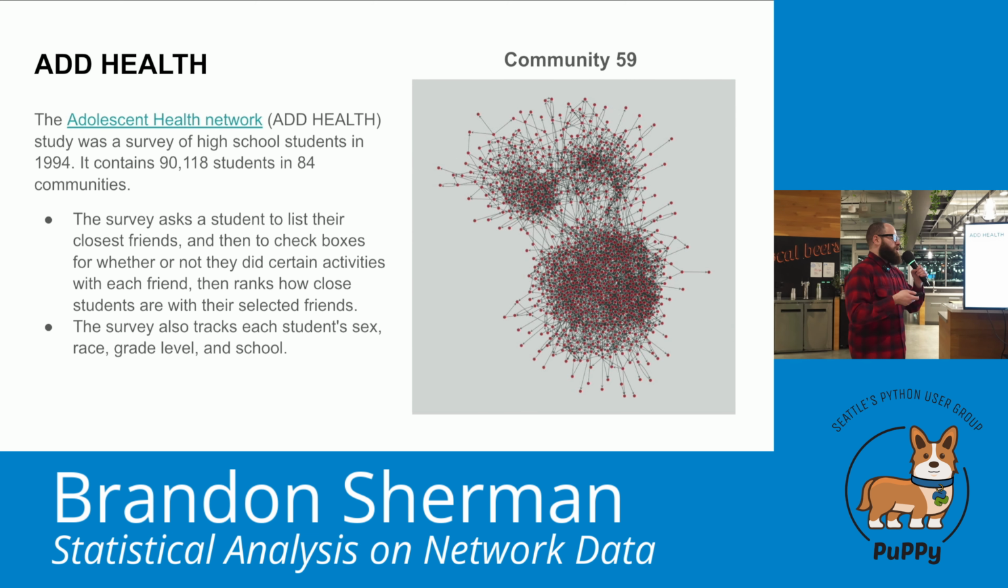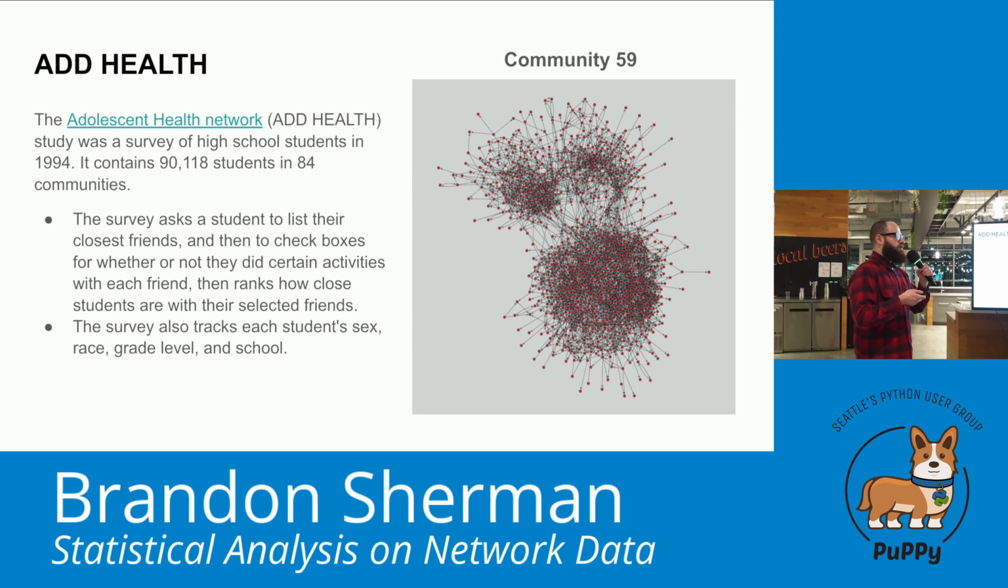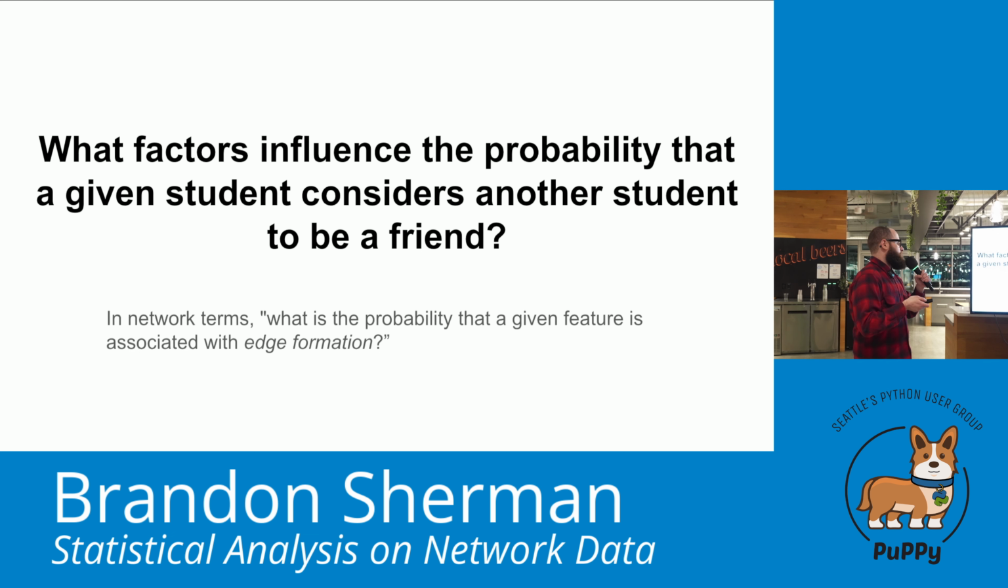So I'm going to jump right in and talk about the guiding example of this presentation, which is the Add Health problem. The Add Health network is a network that was used as part of a big study in the 90s. It contains a lot of students, it contains many communities, and we're going to focus on one of them. The Add Health survey asks a student, who are your top 5 closest friends? And then ranks the levels of friendship. It also tracks information about each student, like their sex, race, grade level, and school. We're not going to deal with the rankings in this presentation.